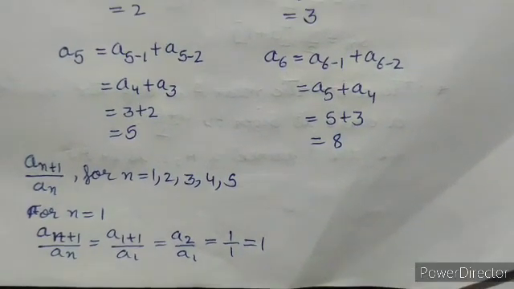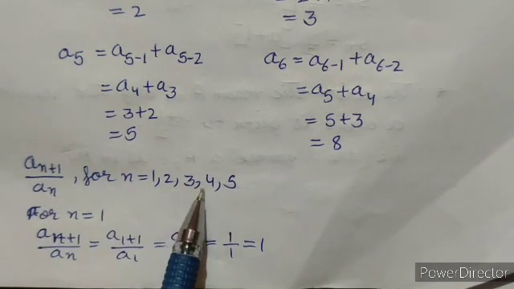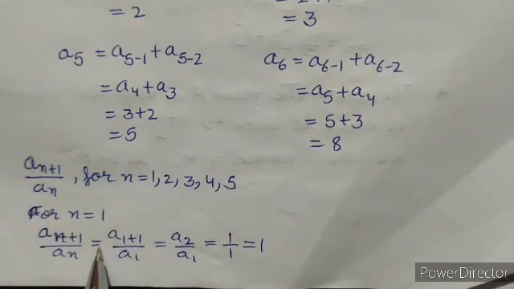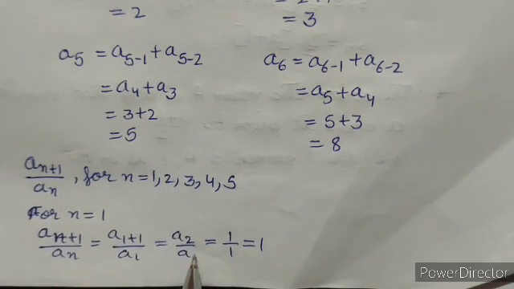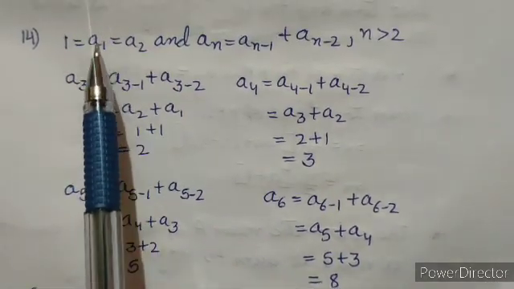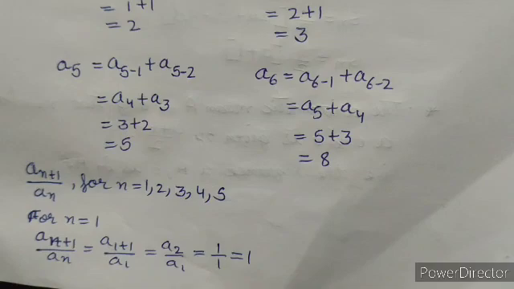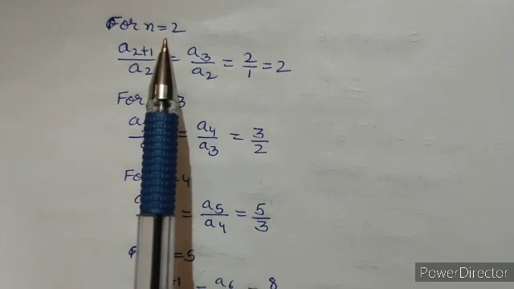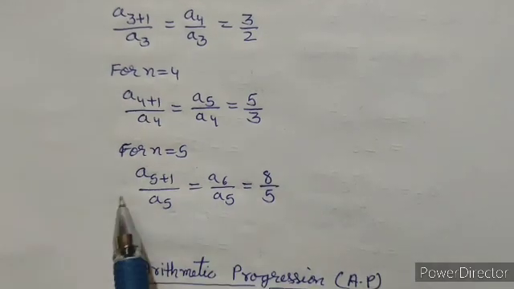Now we have to find the value of an plus 1 upon an for n equal to 1, 2, 3, 4 and 5. For n equal to 1, an plus 1 upon an will be equal to a1 plus 1 upon a1, and that will be a2 upon a1. As we already have obtained the values of a1 and a2, both equal to 1, that will be 1 by 1, and that will be equal to 1. Similarly, we can find the value of an plus 1 upon an for n equal to 2, n equal to 3, n equal to 4 and n equal to 5.